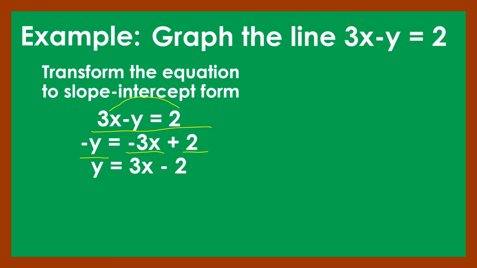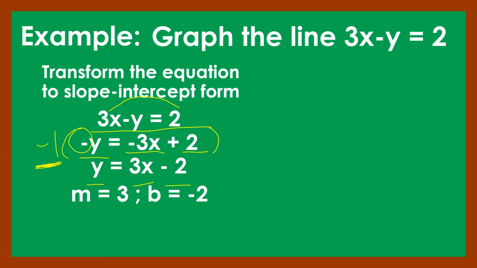And since not allowed na numerical coefficient ng y natin ay negative, so we're going to multiply the whole equation by -1. So, -1 times -y becomes positive y. Negative 3x times -1, it becomes positive 3x. At yung positive 2 naman, imumultiply natin sa -1, magiging -2. Therefore, yung slope natin is positive 3 at yung y-intercept naman natin is -2. So, again, tatandaan natin, pag negative yung numerical coefficient ni y, kailangan natin i-multiply yung whole equation by -1.